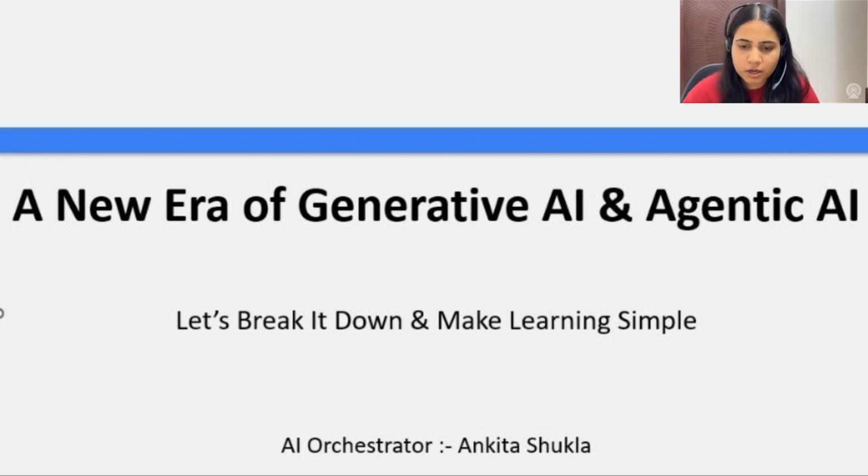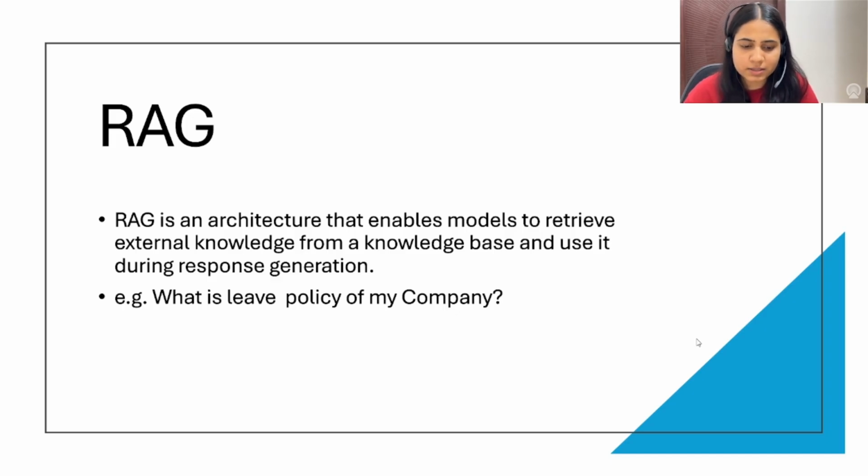Now we are going for the next topic, that is RAG, and this RAG full form is Retrieval Augmented Generation. As we already know, our models are trained on large training data sets, and they refer to this training data to give us the information, or they generate the output according to that training data.